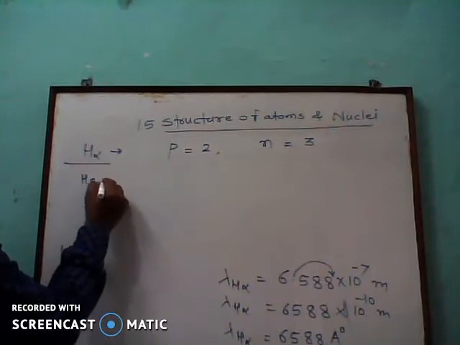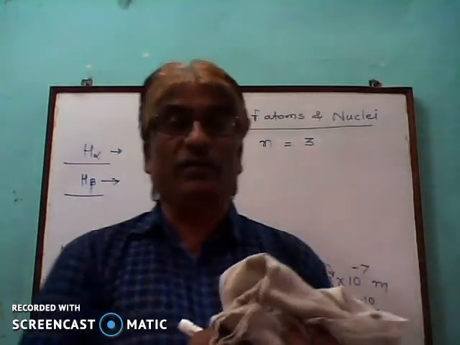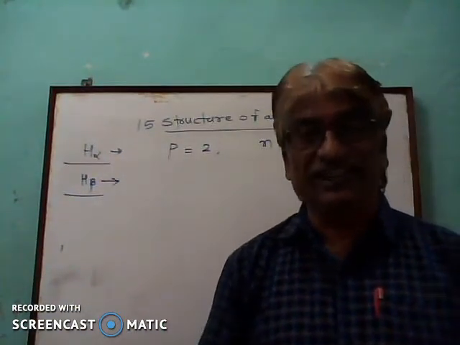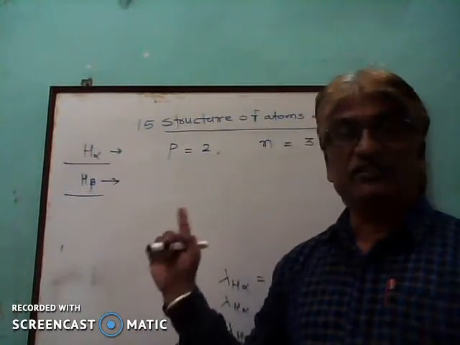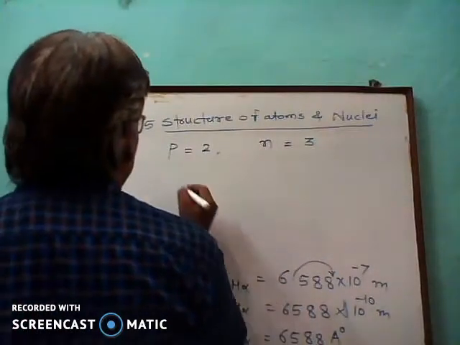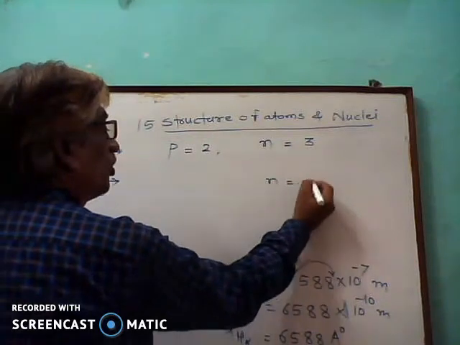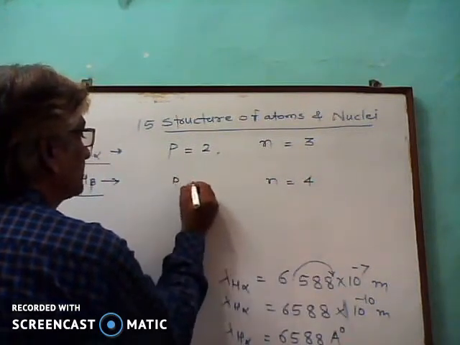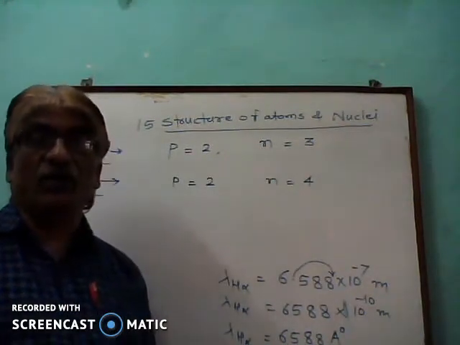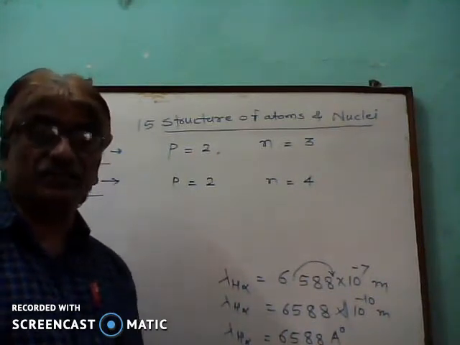First question that will arise in our mind: what is the H beta line? Your answer will be: the second line of the Balmer series is called the H beta line. For the H beta line, the transition of an electron is from the fourth orbit to the second inner orbit. The transition of an electron from the fourth orbit to the second inner orbit is called the H beta line.